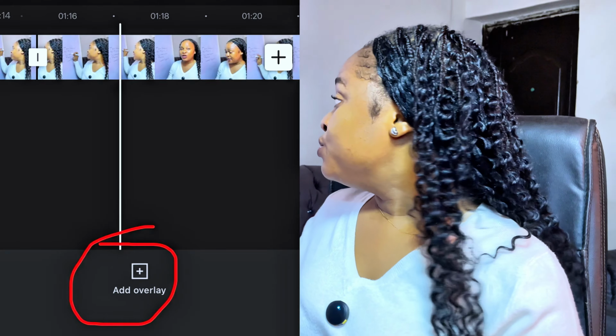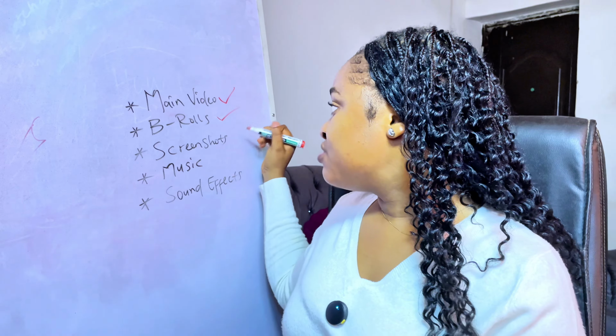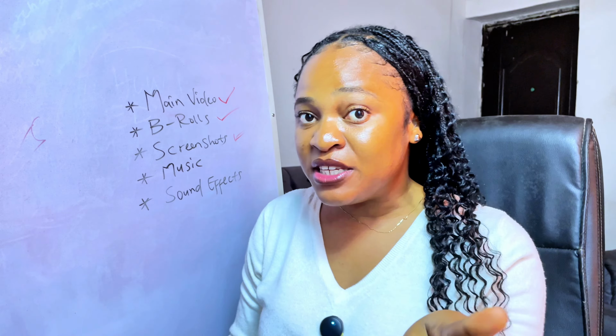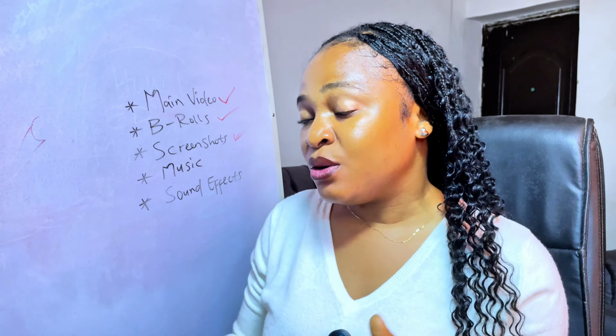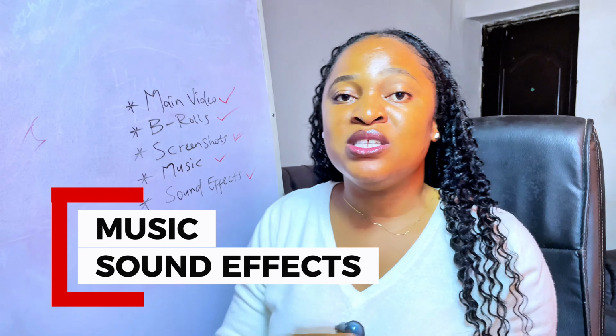I overlay these B-rolls because I use a phone. So I'm going to overlay them. And then the next thing is screenshots. If there are any screenshots, I'm going to import the screenshots too as overlays. Then the next thing I'm going to go to is sounds. In sounds, I'm going to import my music or sound effects if I'm using sound effects.